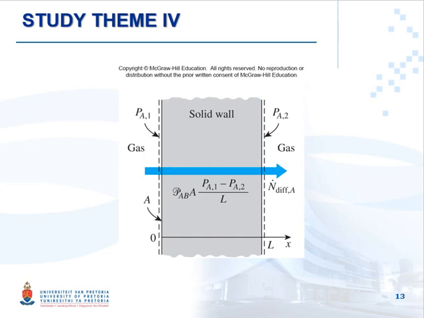But look here, I told you that the concentration of the gas species in a solid at the interface is proportional to the partial pressure of the adjacent gas and can be expressed as, if you remember, C A solid side is equal to S AB P A gas side.